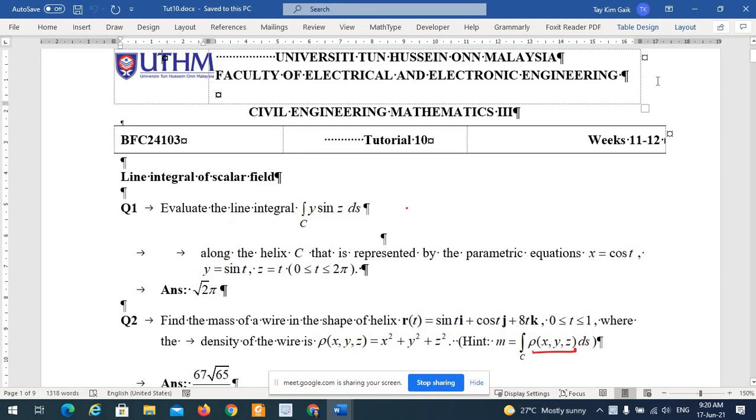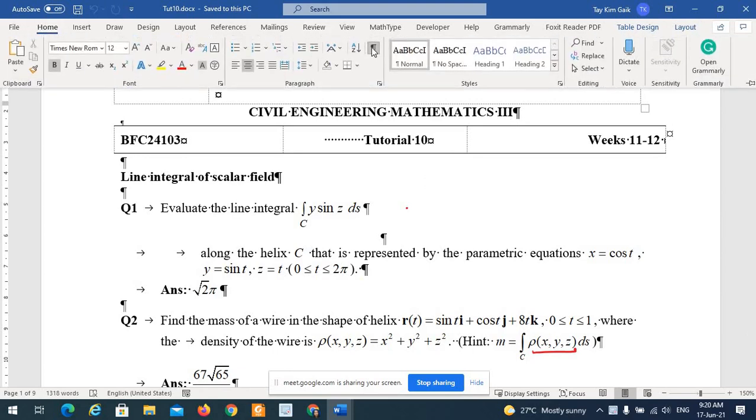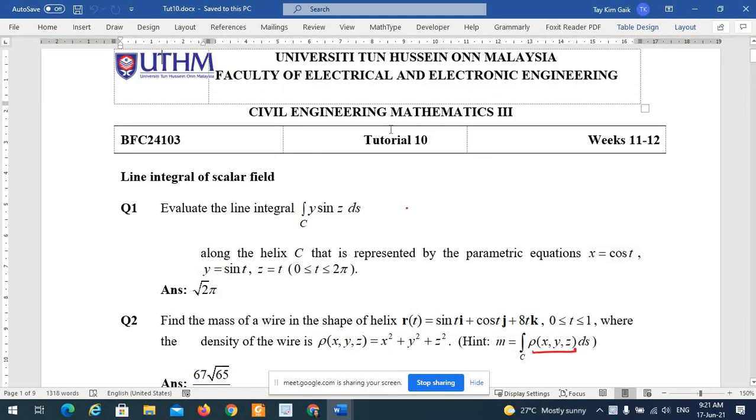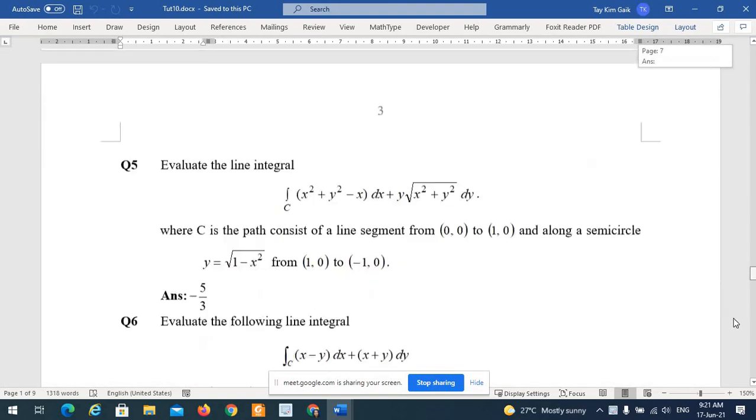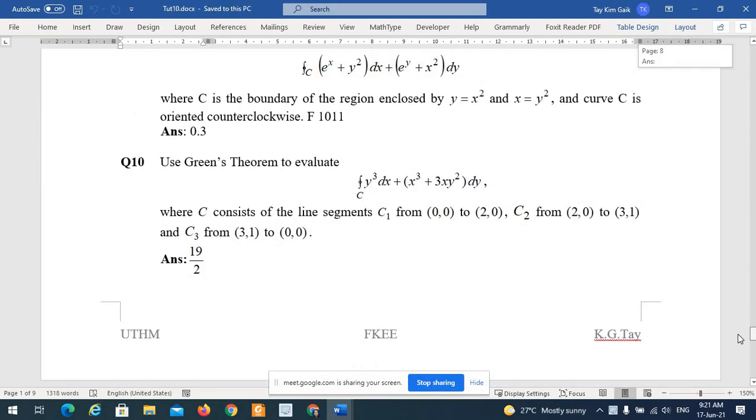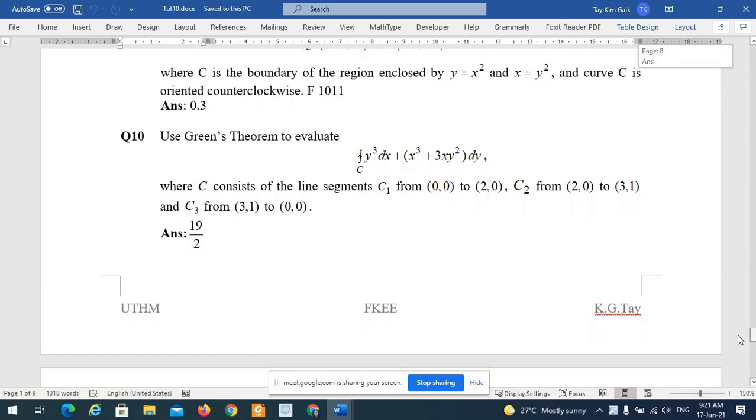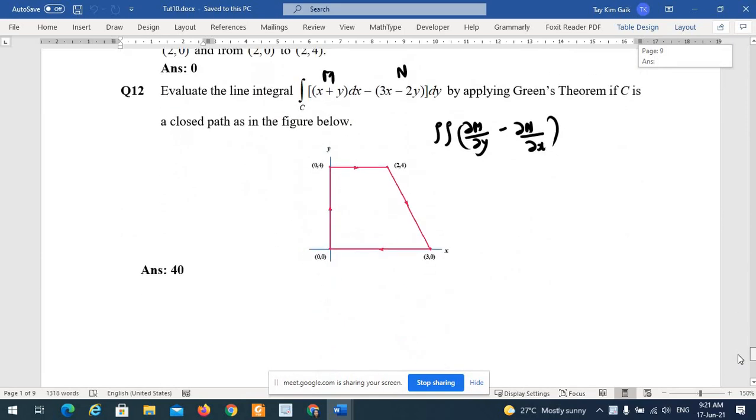So we still have 10 minutes, so I will show you the correction on the last question on the Green's theorem. We have the tutorial 10, week 12. The last question, the Green's theorem. Use Green's theorem. The last question, question 12.